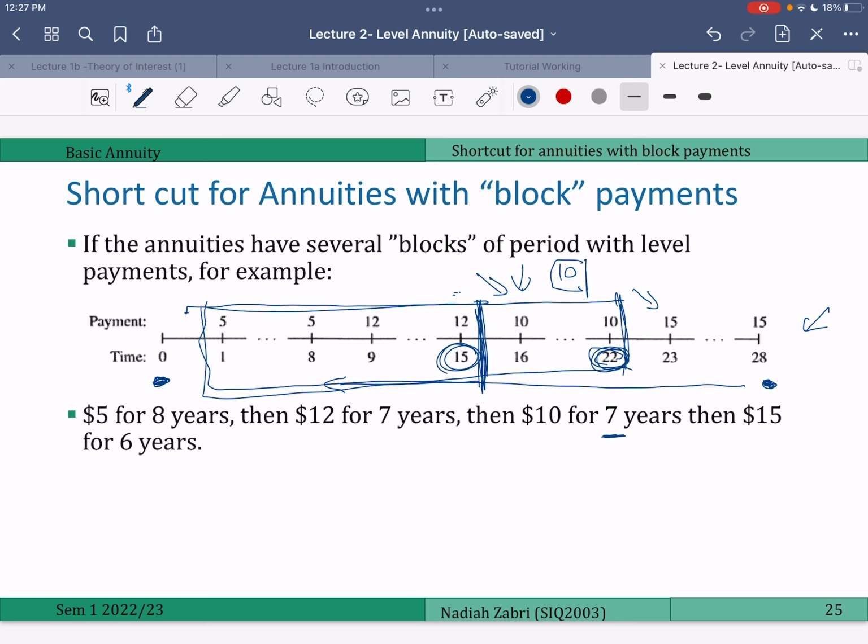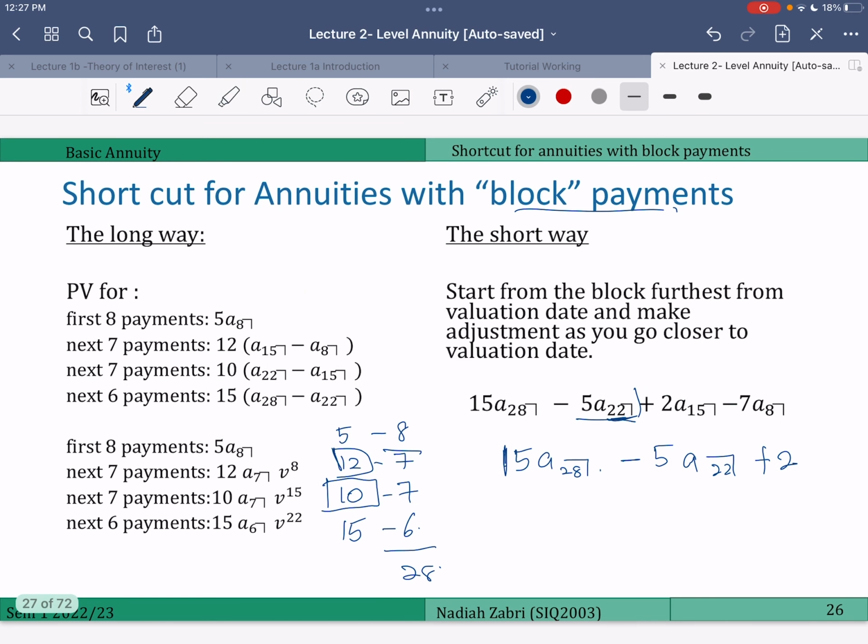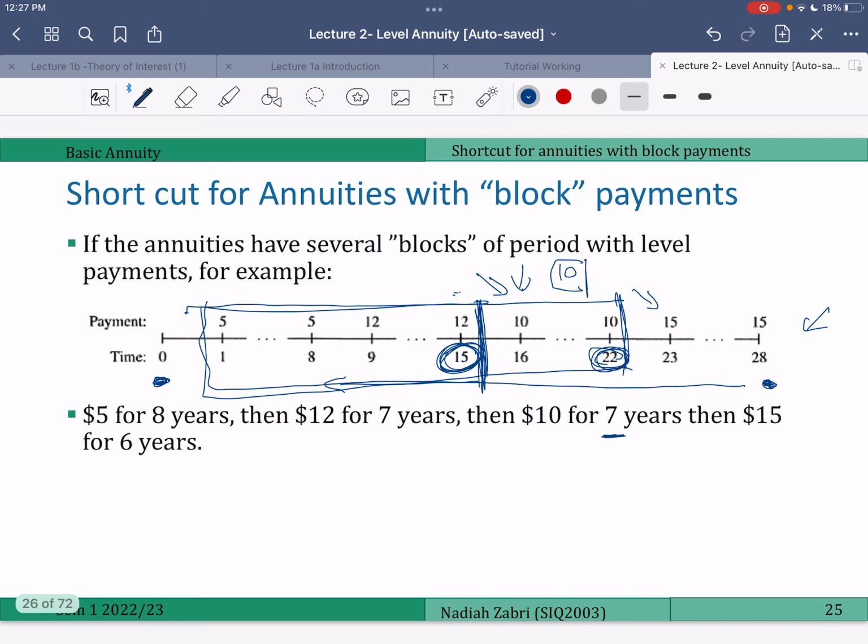So we do it for 15 years. For 15 years you add another 2. So you do a angle 15. And then we're done with the third block. And now we want to tackle the first block. The first block is 5.